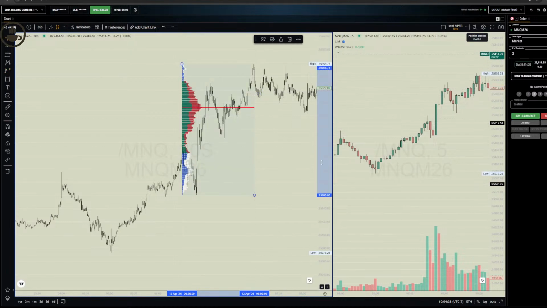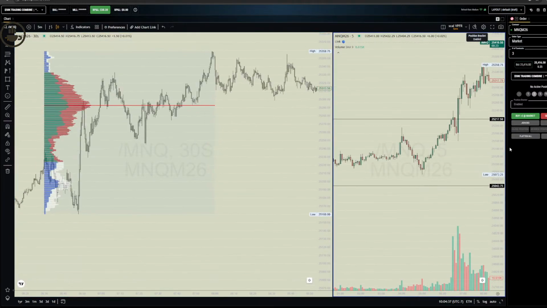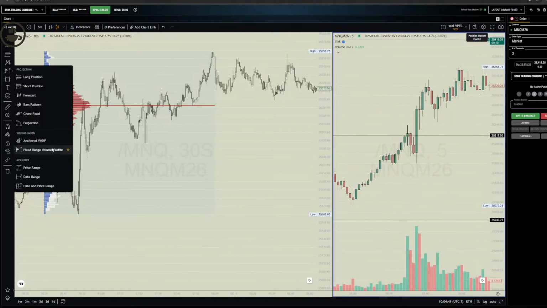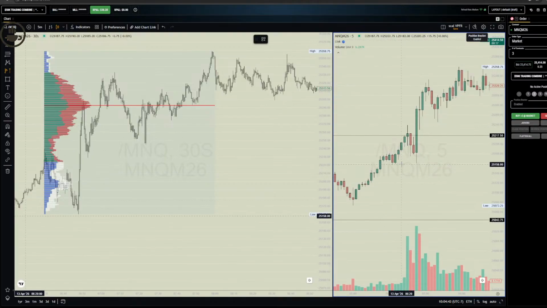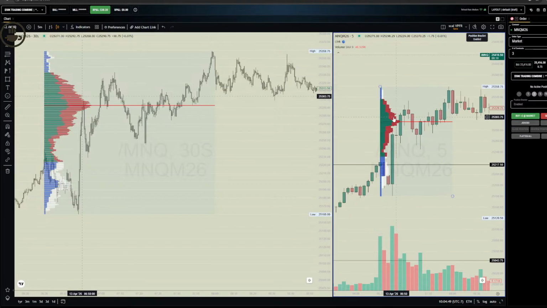Now, why am I doing a 30-second chart? That seems ridiculous, right? Well, if we were to do a fixed range volume profile in the 5-minute, I want you to see the difference in detail. Look at that. Look at this detail. Now look at this detail. This is like looking at it in 4K HD. I can see exactly where the nodes are. I can see exactly where market participants are.